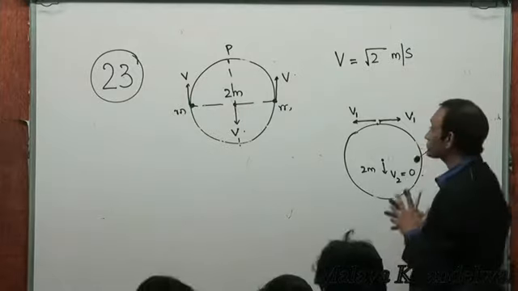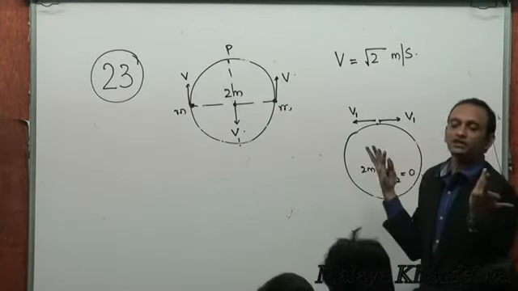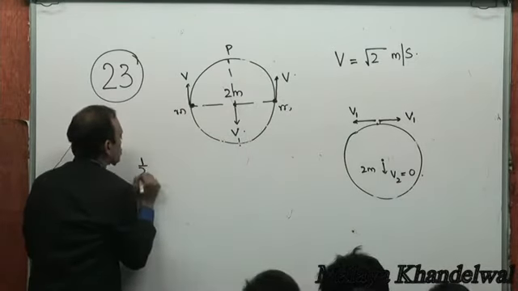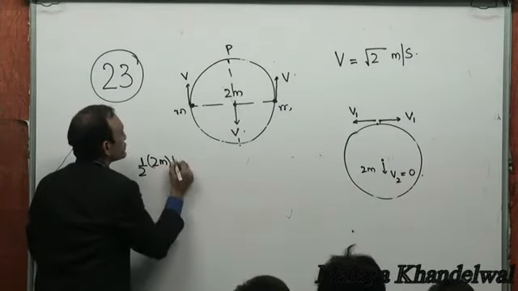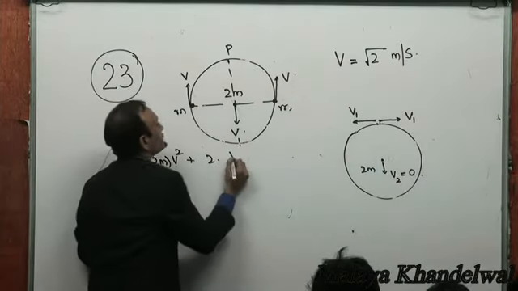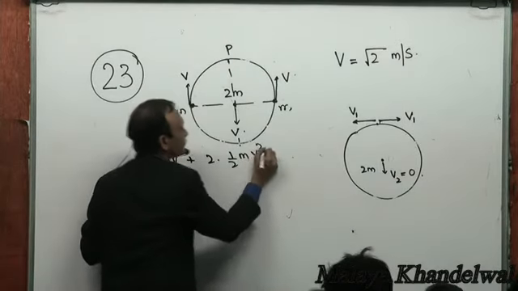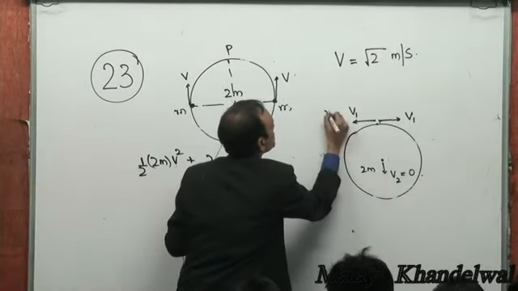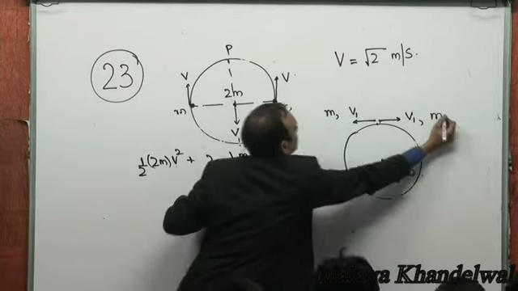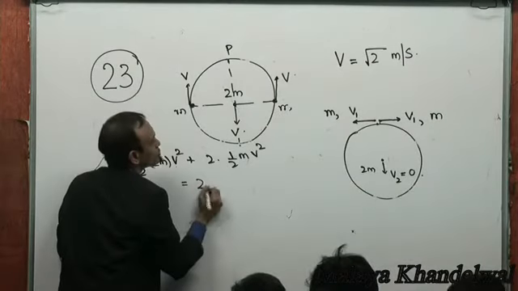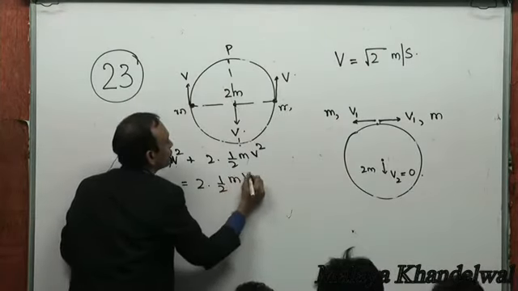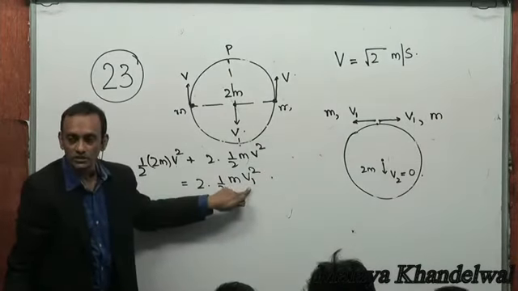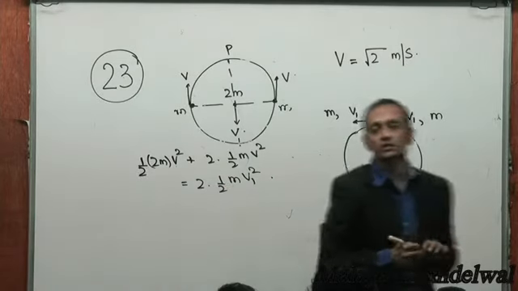Right? Total kinetic energy must be constant. So what's the kinetic energy here? For the mass 2m, half of 2m into v squared plus 2 into half of m into v squared. That's the kinetic energy here, and that must be equal to the kinetic energy with the two masses moving at v1. So that must be 2 into half into m into v1 squared. V is known, so you can obtain v1 from these considerations. Total kinetic energy remains constant in this case.